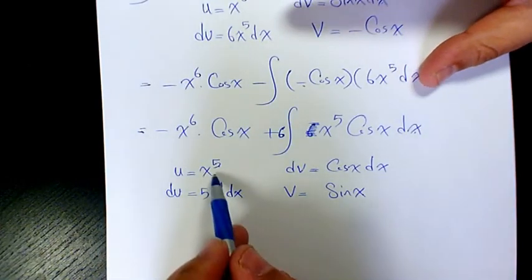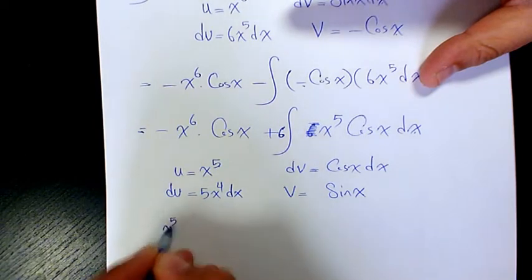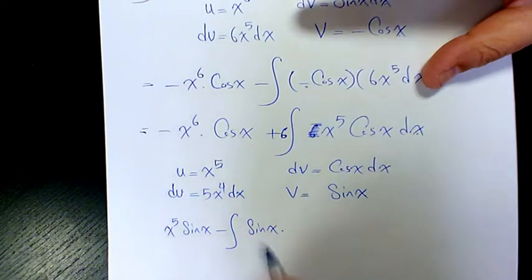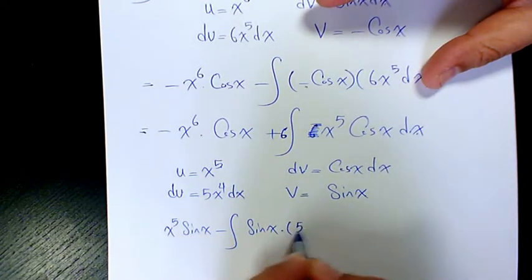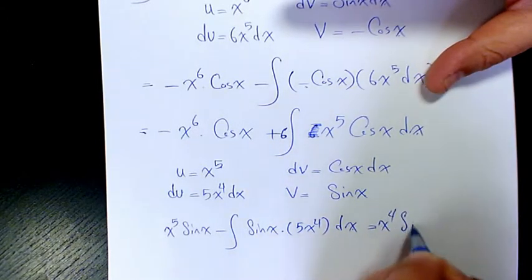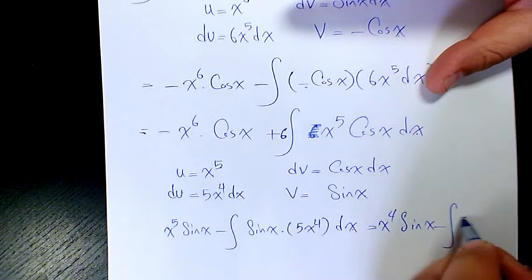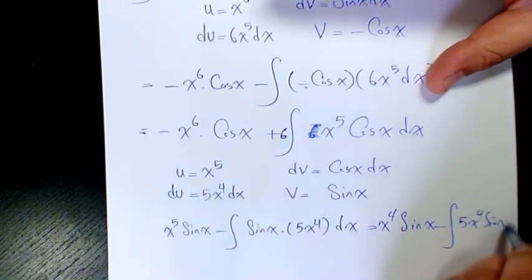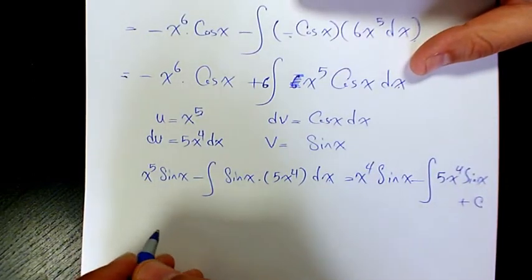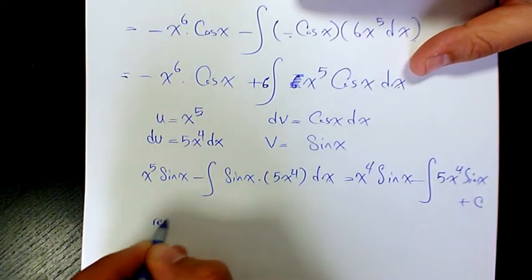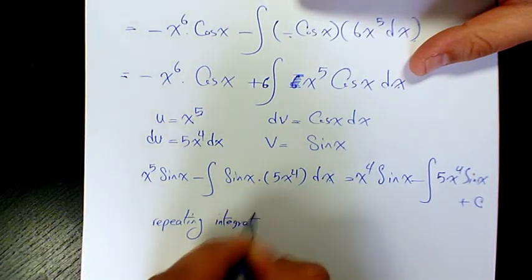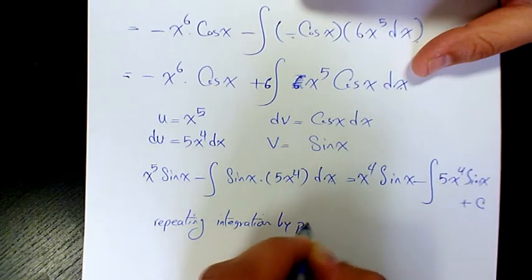So that's going to be u times v, x to the power of 5 sine x, minus v du, sine x times 5x to the power of 4 dx. So that's going to be x to the power of 5 sine x minus 5x to the power of 4 sine x plus c. So as you see, you need to basically keep repeating integration by parts.